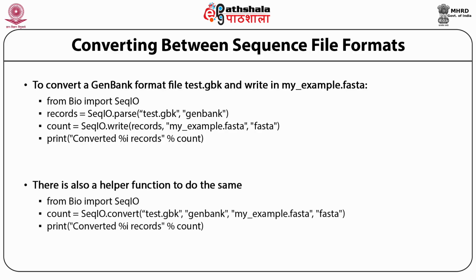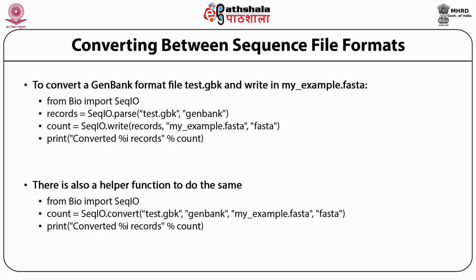We can also use a helper function in BioPython to do the same. To use that function, we have to import the SeqIO module. So from Bio import SeqIO, and count is the name that I have created. So I say count equals SeqIO.convert. That is the method that does the conversion. I say SeqIO.convert and then give the file name. I want to convert a GenBank file into a FASTA file. The name of the GenBank file is test.gbk and the format is genbank.